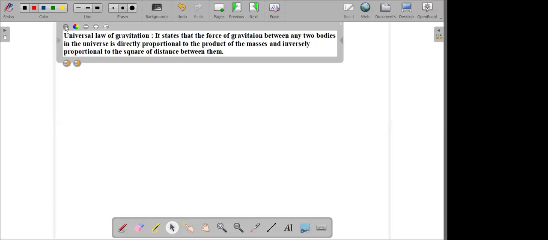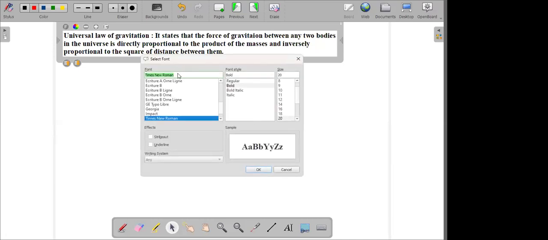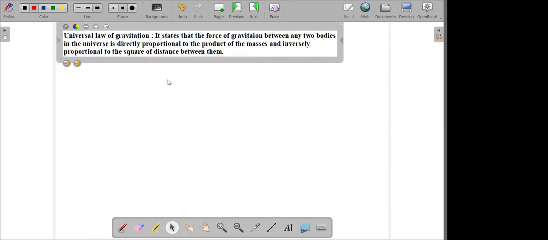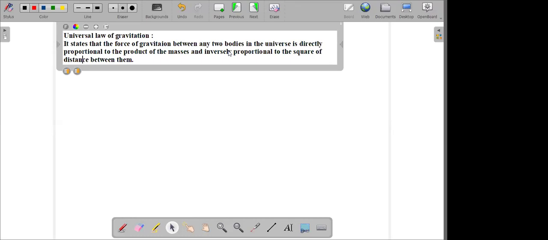I'll tell you a few more points regarding this. This statement is complete: it states that the force of gravitation between any two bodies in the universe is directly proportional to the product of the masses and inversely proportional to the square of the distance between them. It also states that it acts along the line joining the two masses.